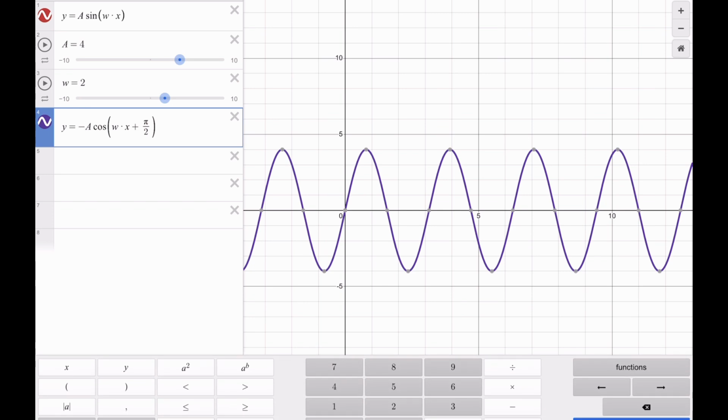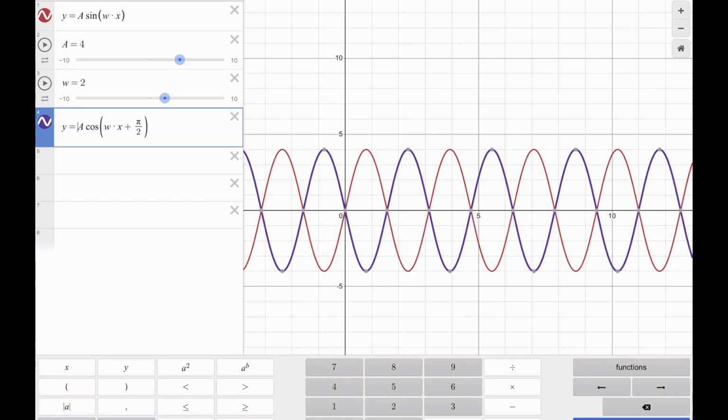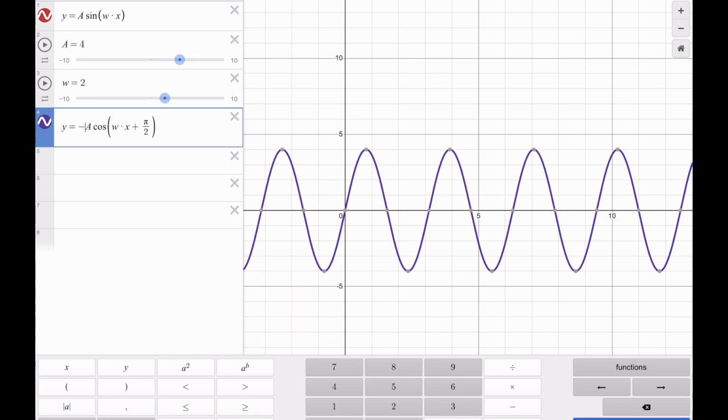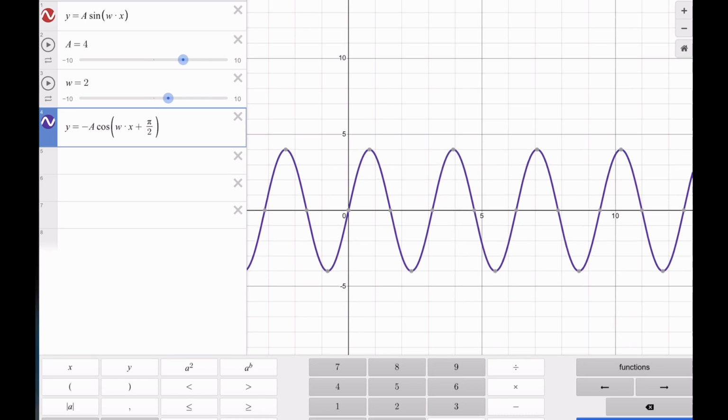If I remove this minus sign, then they're again out of phase. So you have to have the minus sign and the plus pi over 2. And basically, this is a way of converting from sine to cosine or from cosine to sine. They're the same function, they're just shifted a little bit.